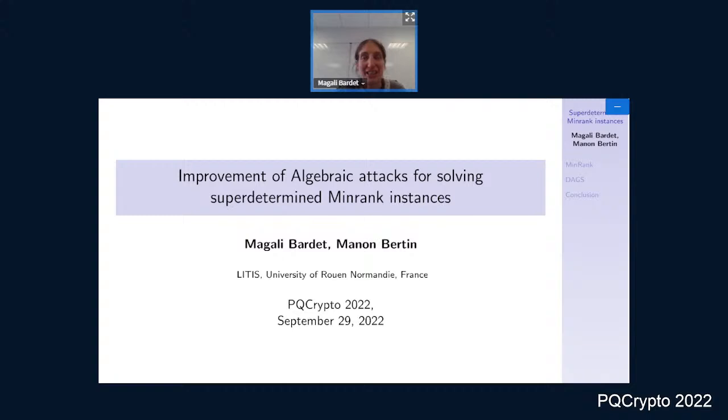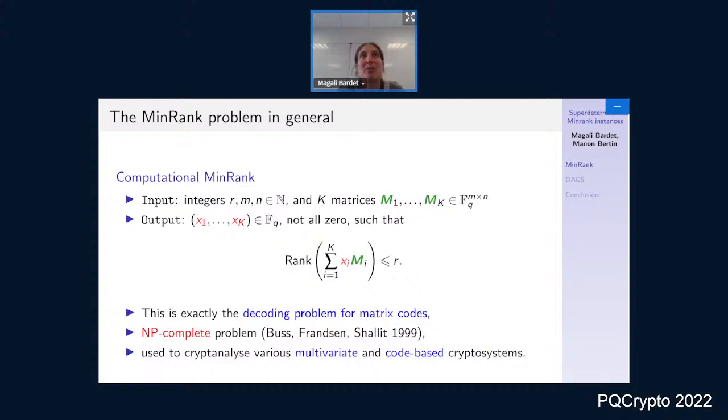Okay, good. Thank you. So I will present you the work in this paper, which is joint work with Manon Bertin. The first part of the paper is about the MinRank problem. We are interested in the computational MinRank. It's an easy problem that probably all of you already know.